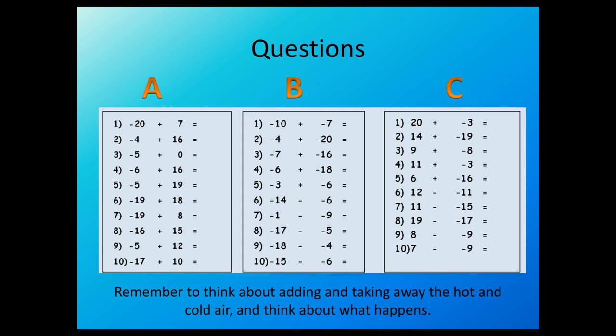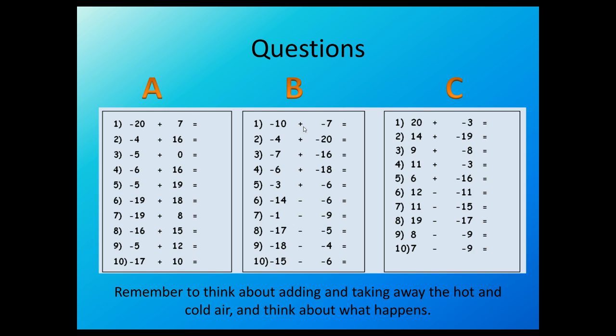Now, thankfully for us, there's a generalized rule for these. If you look at these ones, where you are on the left is your starting point. So in part A, we're adding hot air all the time. We start at minus 20 and we're going warmer by 7 degrees. Start at minus 4, going warmer by 16 degrees. Here, we're starting at minus 10 and we're adding on minus 7.